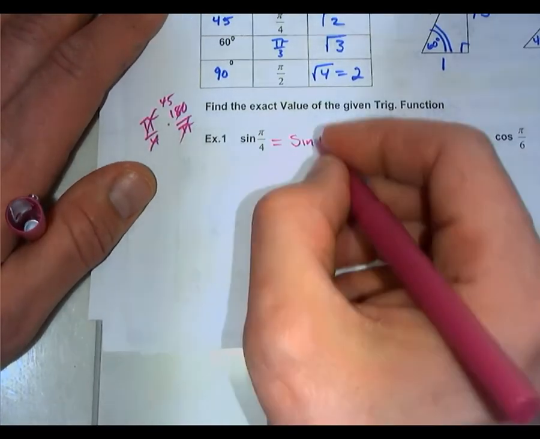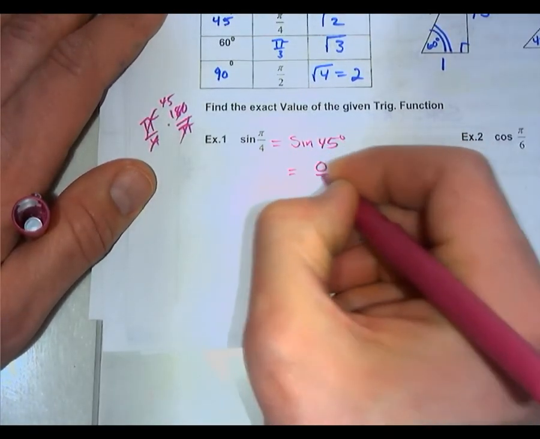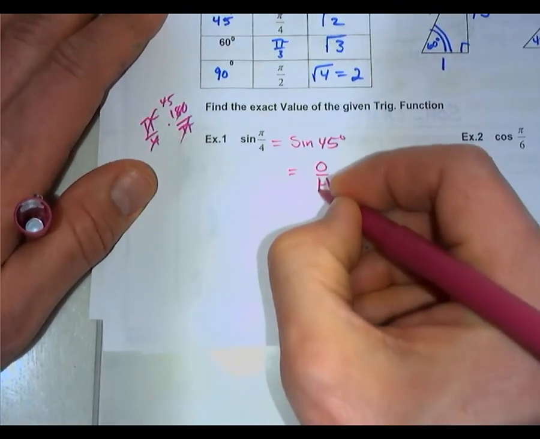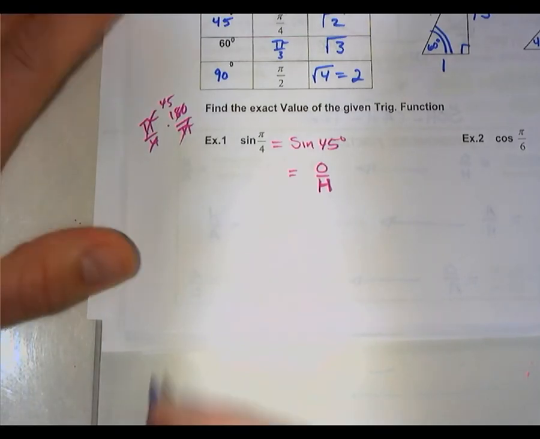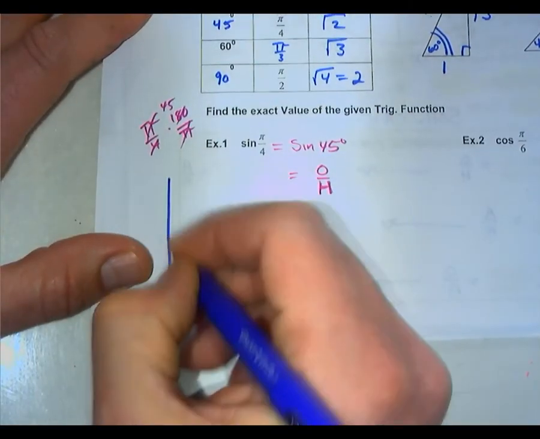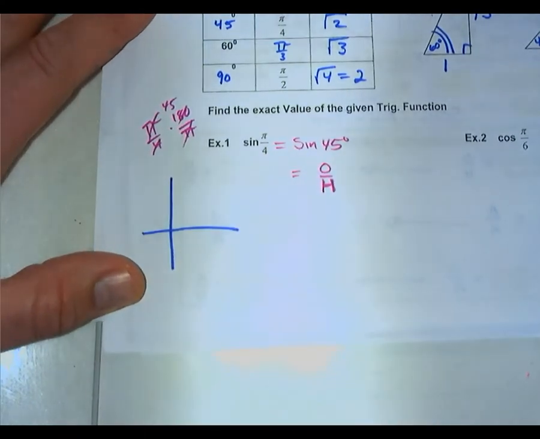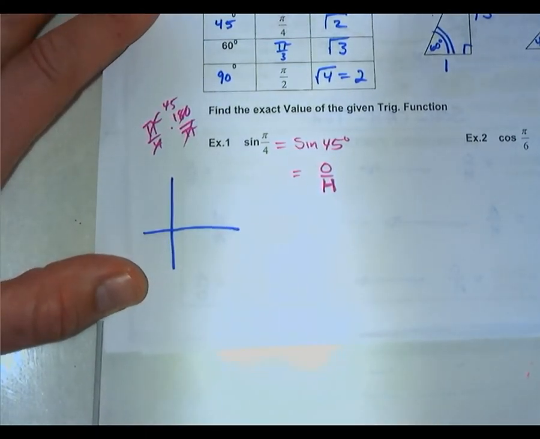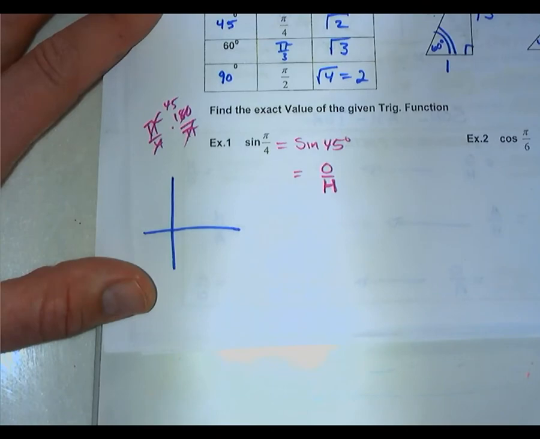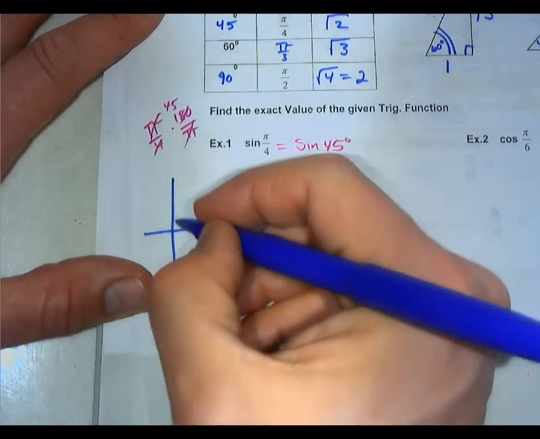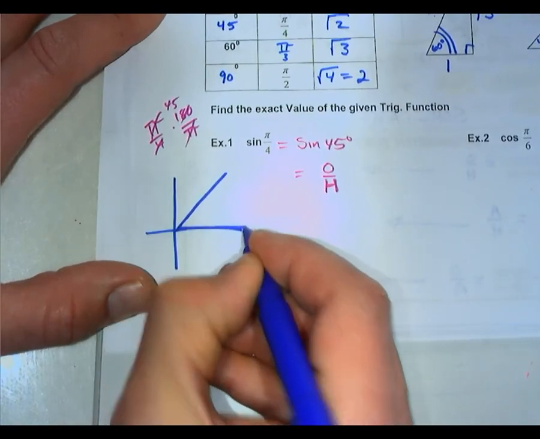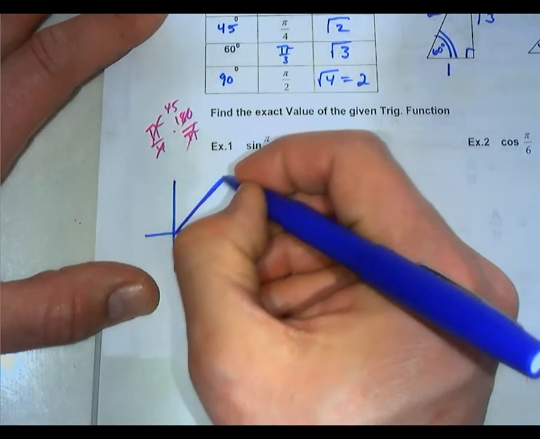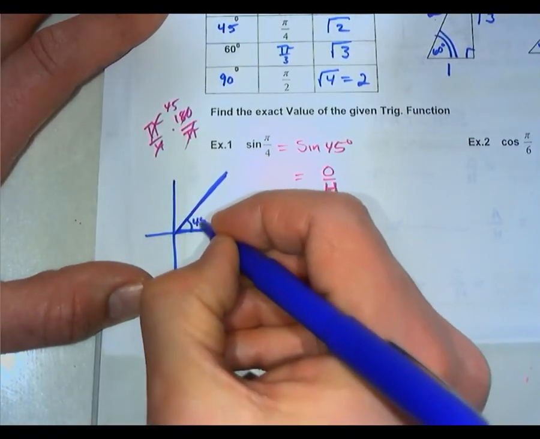Well, sine of 45 is just saying, hey, I need O over H. Now, some of you guys might know the answer already, which is great, but quiz or test, I want to see the work. So off to the side, we make a little 45-degree angle. I always use the X and Y coordinate system, so I always recommend drawing your X and Y axes. I make a 45-degree angle. This is my initial side. This is what we learned yesterday. This is my terminal side, and that's 45 degrees.